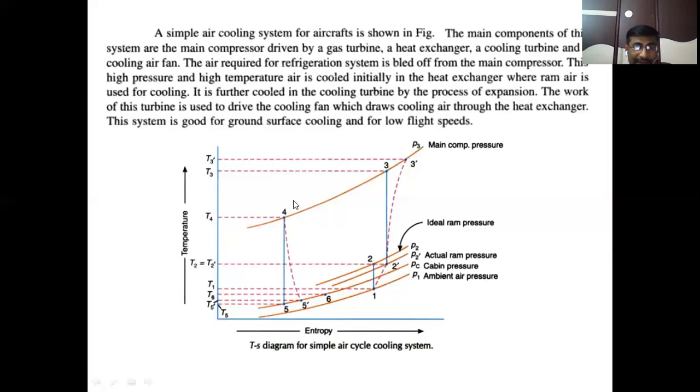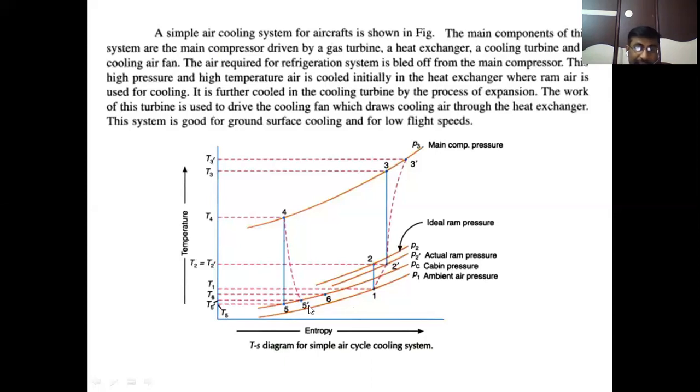Due to the inefficiency of the turbine, the state of the air after expansion is at 5 dash. The temperature at 5 dash is greater than the temperature at 5 during isentropic expansion, because of the lower efficiency of the turbine. The temperature coming out of the turbine increases when compared to the isentropic expansion.